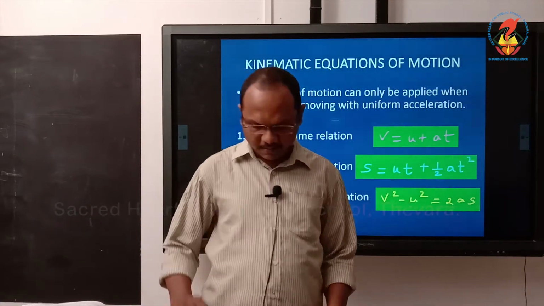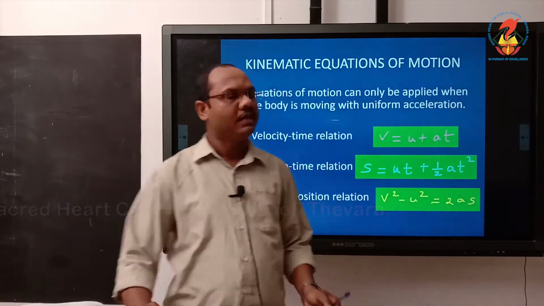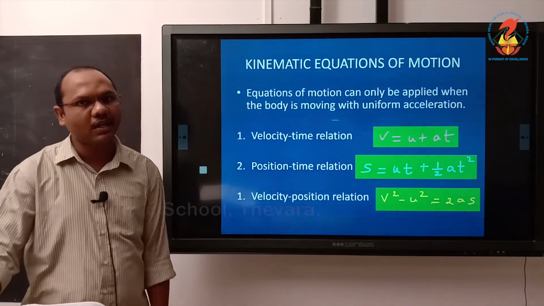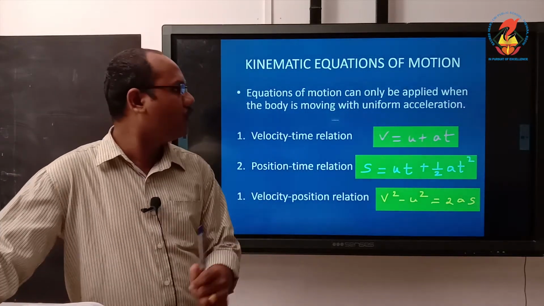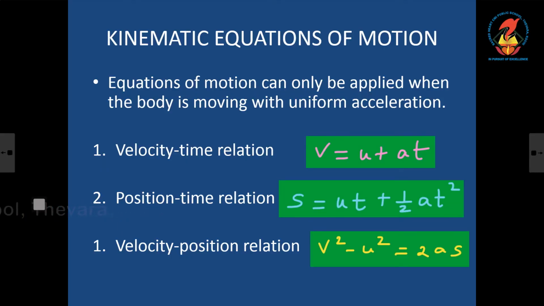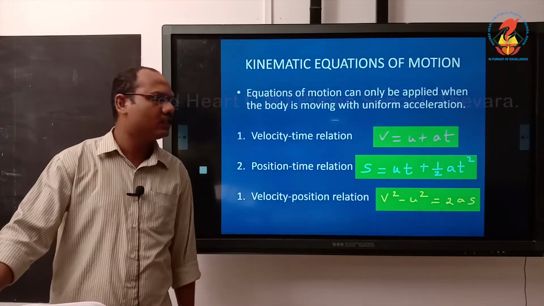Now there are three types of kinematic equations. The first one is the velocity time relation, which is v equal to u plus at. The second one is the position time relation, which is s is equal to ut plus half at square. And the third one is the velocity position relation, which is v square minus u square is equal to 2as. So these are the three equations of motion.